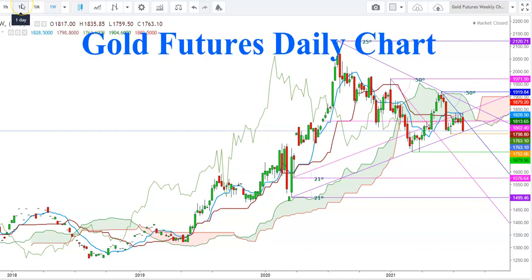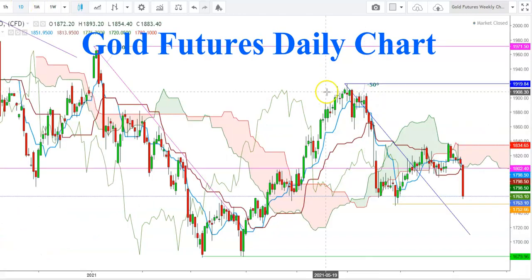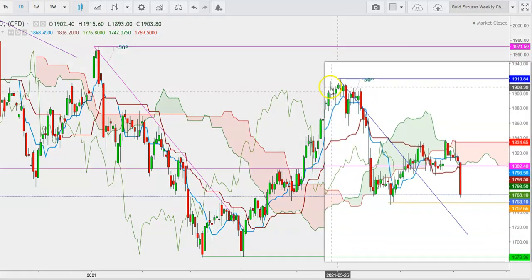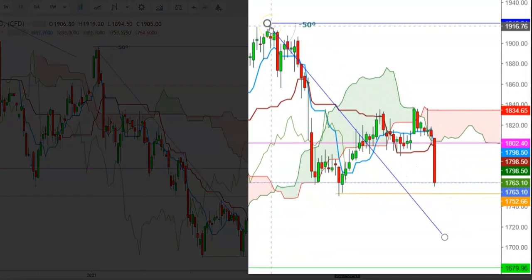So friends, now let's check this move in a daily time frame. In a daily time frame, here you can see how the gold futures started to move downward after testing a high at the levels of $1919. So friends, here I find that the levels of $1919 seem to be a stiff resistance for gold futures in a daily time frame, and the second resistance at the levels of $1902, from where the gold futures started to move downward.